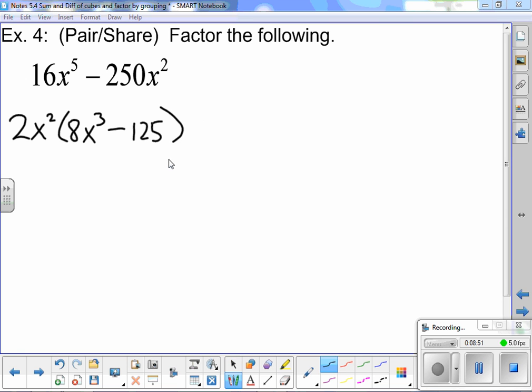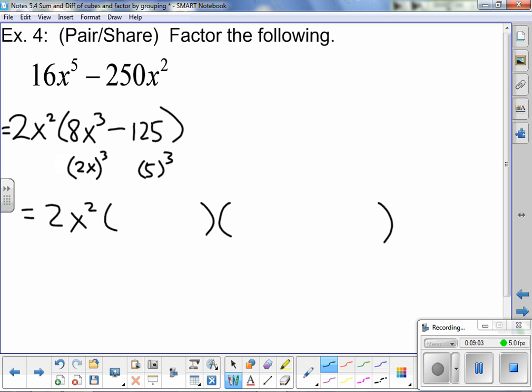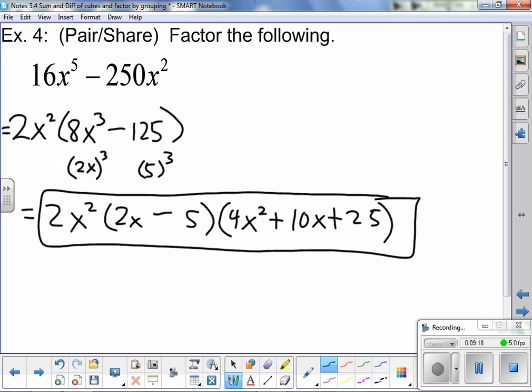Okay, so now if you notice, this is now a perfect cube. That's 2x, and then that's cubed, that's a 5, and that's cubed. So you get a 2x squared, binomial, trinomial, 2x and a 5, 4x squared, 25, and then 10x. Same, opposite, always positive. And there you go.